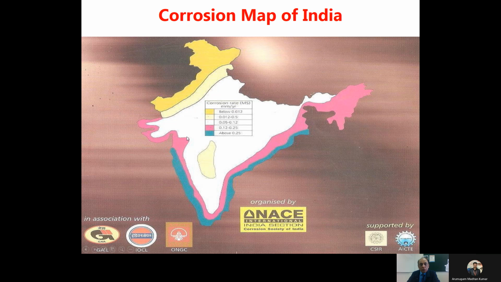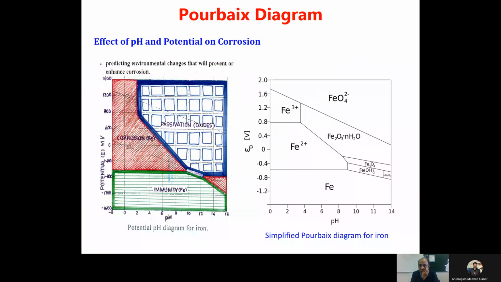When we have to use material in coastal areas, then we have to use good material whose corrosion resistance is high. And suppose you want to use it in some other area where the corrosion rate is less, then we can use ordinary material for construction. And this is the Pourbaix diagram, which shows the effect of pH on potential.